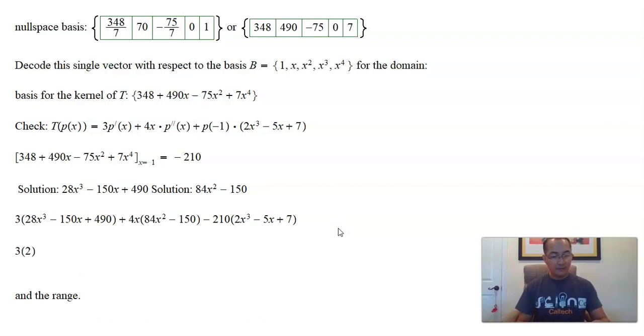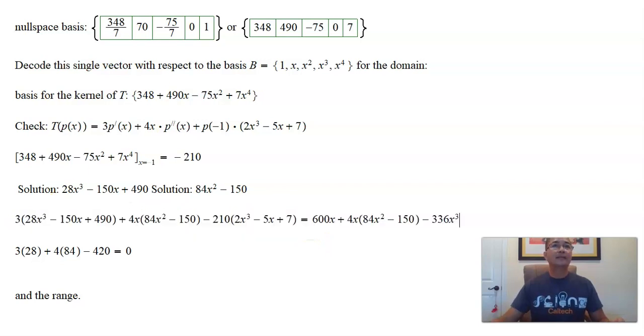Let's try the cube first. 3 times 28 plus 4 times 84 minus 210 times 2 minus 420. 0. Okay, so let's click on the whole.